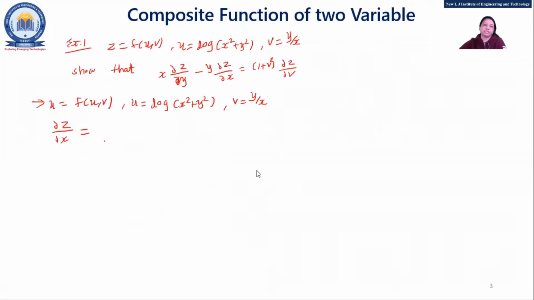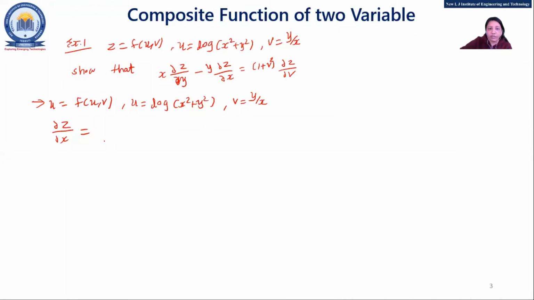So we'll start with an example. Example one: z equal to uv, where u equals log of x square plus y square, and v equals y by x. The values of u and v are given. Now show that x into del z by del y minus y into del z by del x equals 1 plus v square into del z by del v.